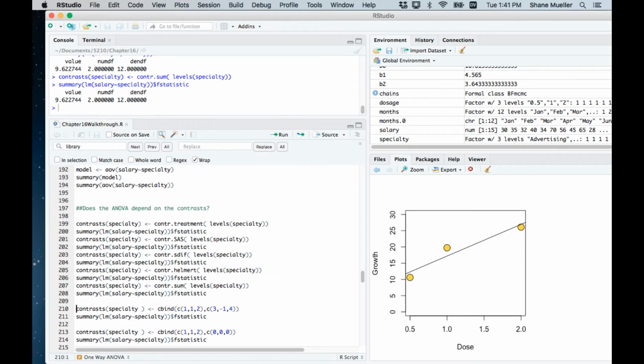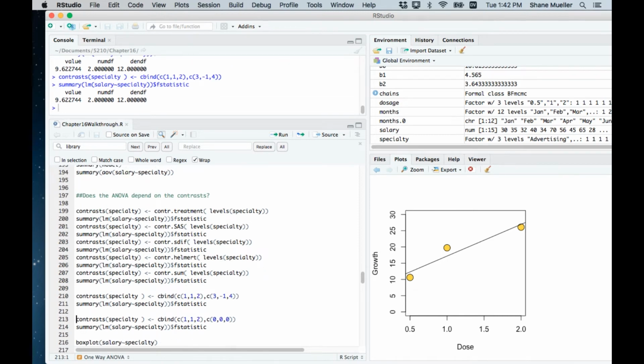Sum to zero coding, same numbers. So all of these contrasts give you the same answer. And here's just actually random numbers that I'm just making up. And this even gives me the same number. However, not all contrasts you could come up with will come up with the same number.